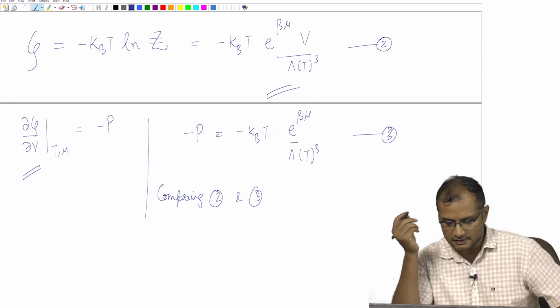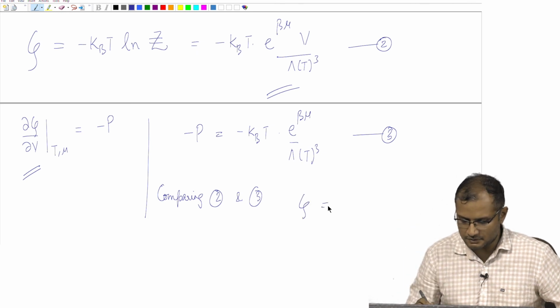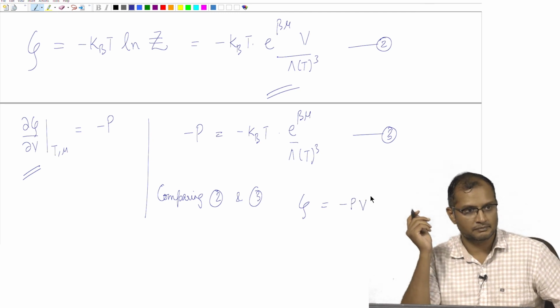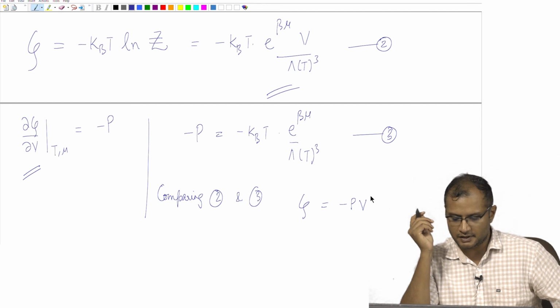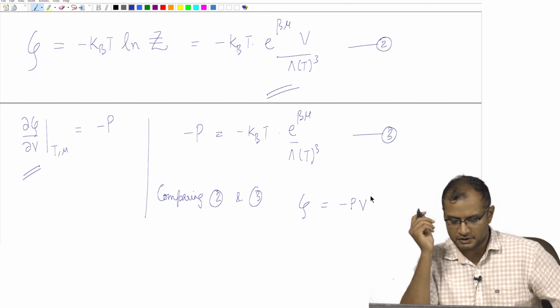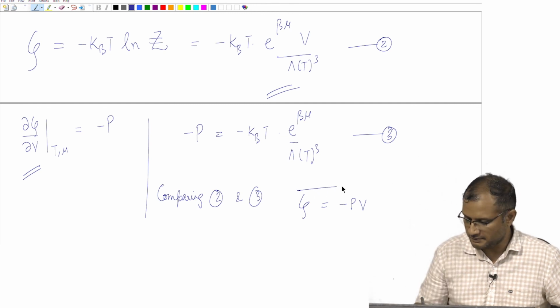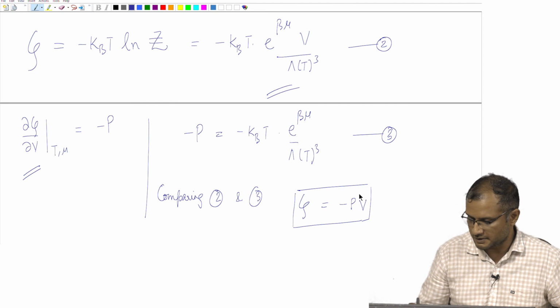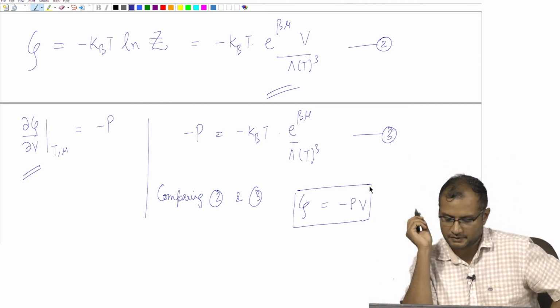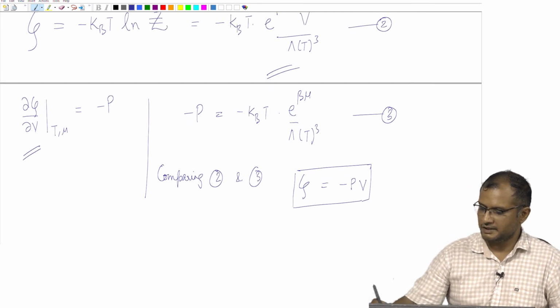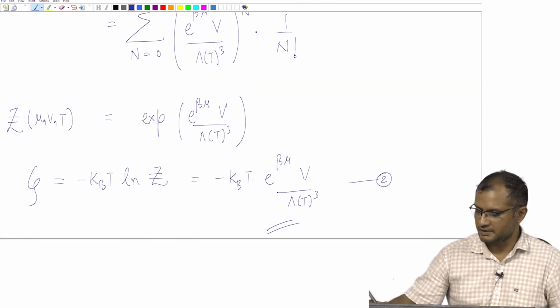So, you can see that the relationship between these two is nothing but xi is equal to minus PV. Okay. So, if I multiply equation 3 with minus volume, I get equation 2. So, this is the relationship between pressure and chemical potential and the grand potential. Okay. So, this is one way, and similarly you can compute all other quantities in this potential.